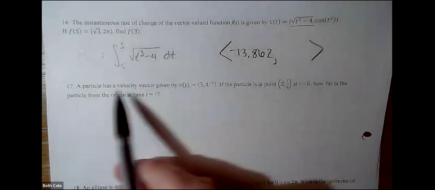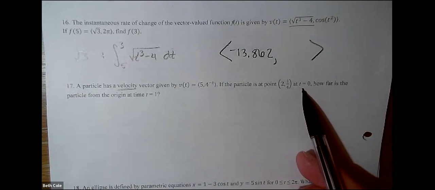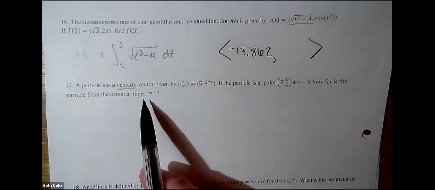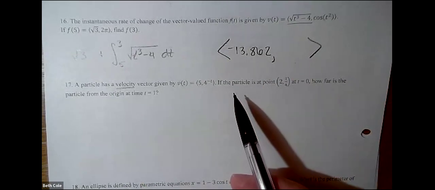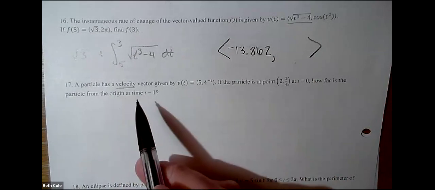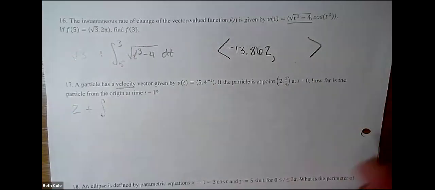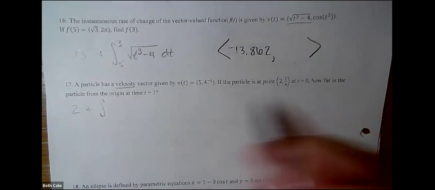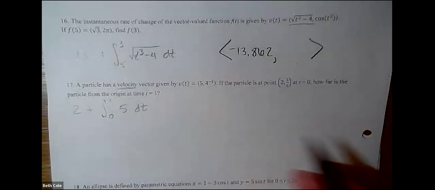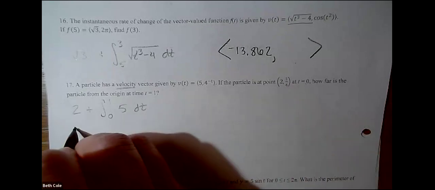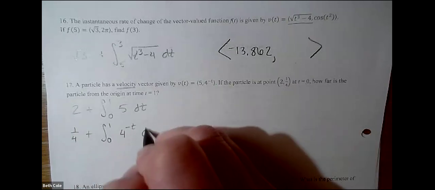All right, 17. A particle has a velocity vector. So this is our derivative given by this. Another initial condition. This one actually is at t equals 0. Oh, this is interesting. How far is the particle from the origin at time 1? We are going to have to actually do both dimensions this time because we want our distance from the origin, which is interesting. So let's do x first. It's going to be 2 plus integral from 0 to, where did we want to end up? 1. And then I want to use the x part of that. Same exact setup for y. It's going to be 1/4 plus integral 0 to 1. And I'm going to use this 4 to the negative t dt.